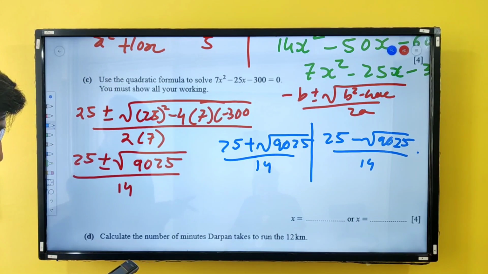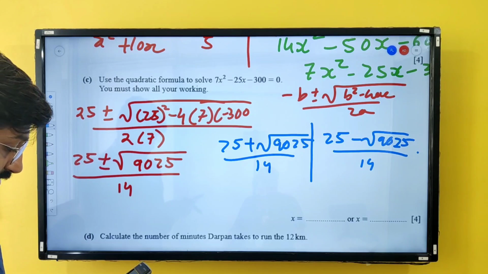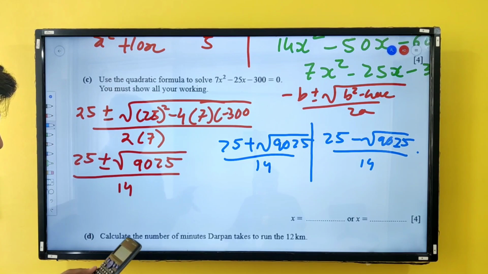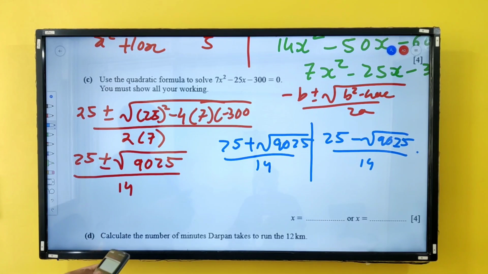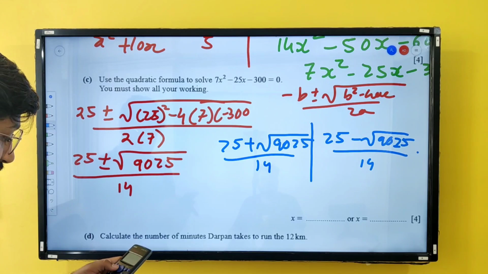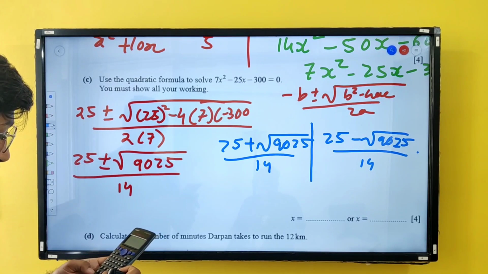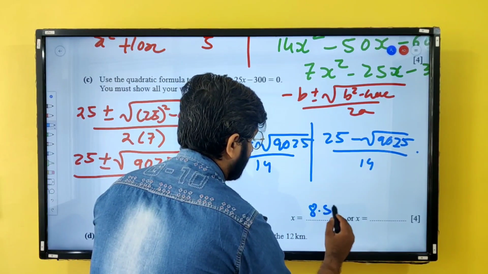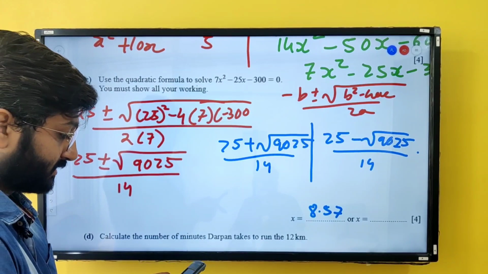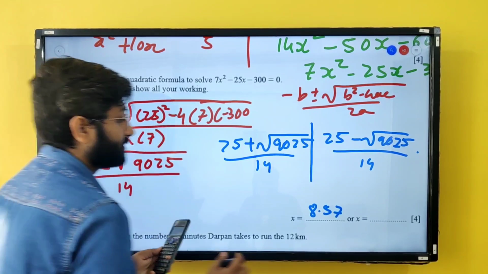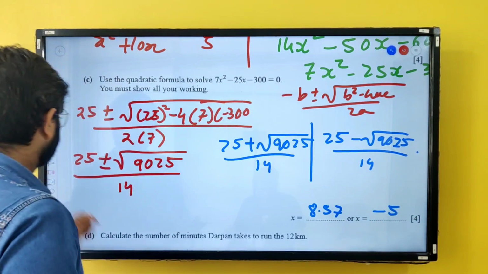So 25 plus root 9025 divided by 14. Just a second guys, 25 plus root 9025 divided by 14. This is 8.57, and the second answer is 25 minus root 9025 divided by 14. This is minus 5. Right.